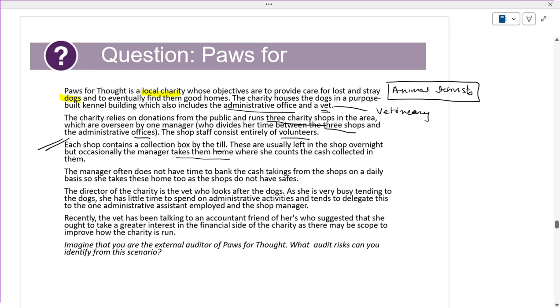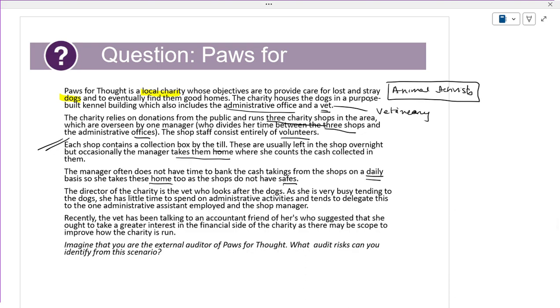Fine. Now you can understand. It is a very easy scoring area with respect to the things. Automatically you can identify and put it in a proper way. The manager does not have time to bank the cash taken from the shop on a daily basis. He is not depositing it daily, so he takes this home too, as the shops do not have safes. See how the controls give scope to understand our scenario.